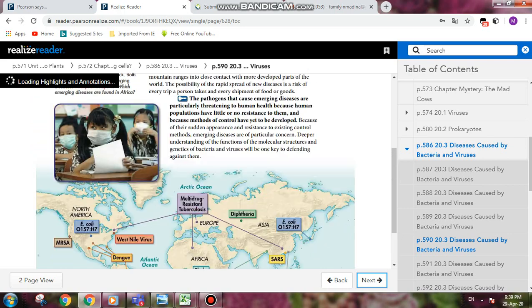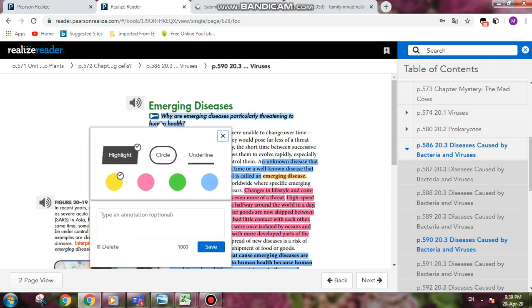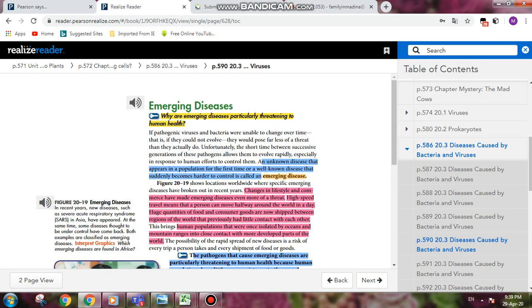What is the meaning of emerging disease, and why do we consider emerging diseases like corona now as threatening to human health? What is an emerging disease?